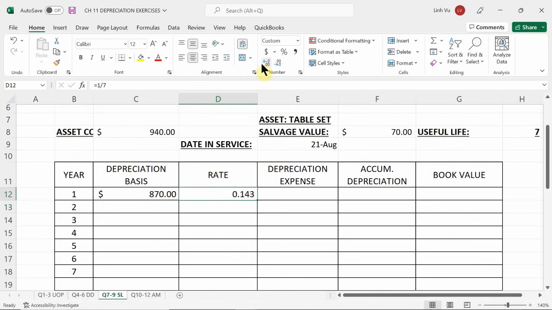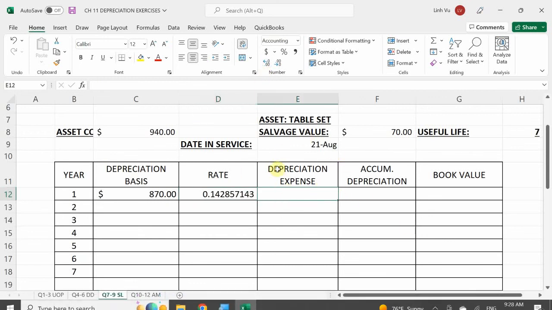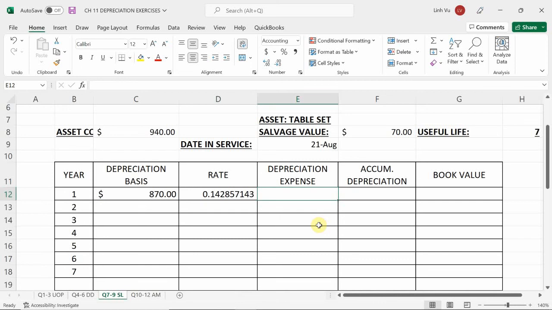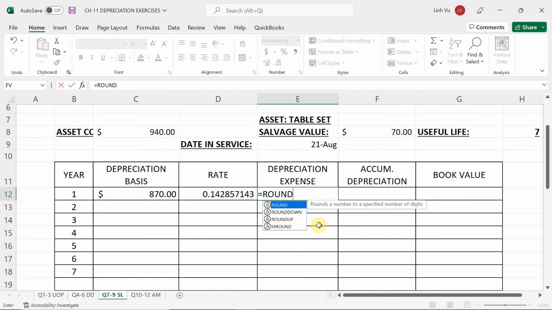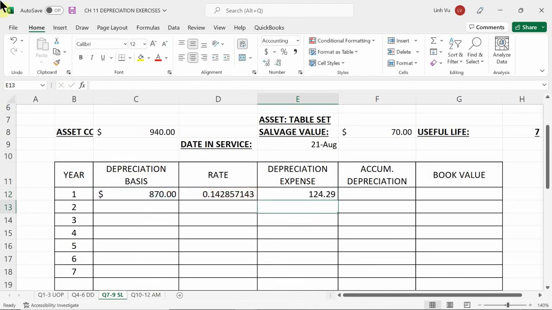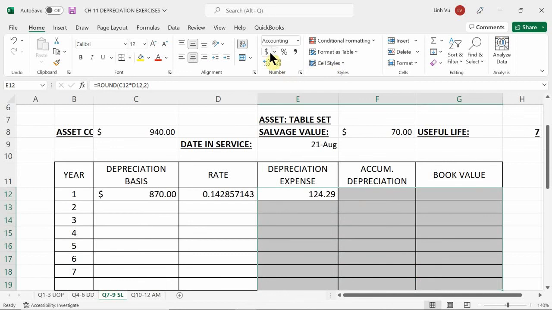Okay? And then, so then for the first year, how much is my depreciation expense going to be? $124.29. Is that true? Can I depreciate my asset for $124.29? Yes. Why?